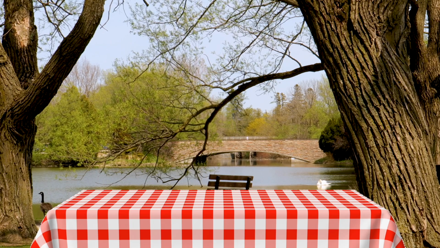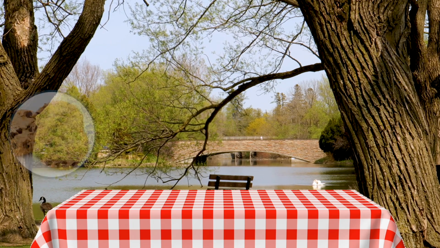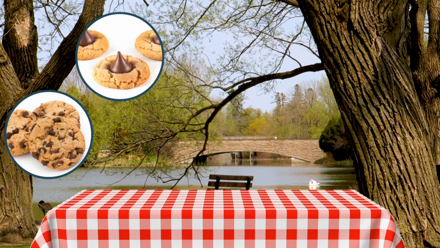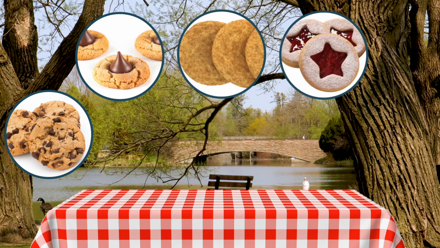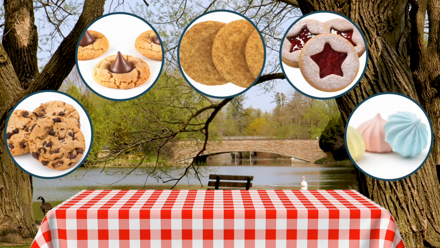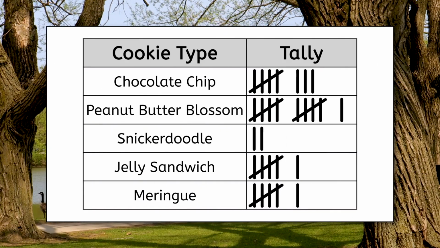We've got 5 different types on offer: chocolate chip, peanut butter blossom, snickerdoodle, jelly sandwich, and meringue. Mia thinks the chocolate chip cookies will be number 1, but I'm rooting for the snickerdoodles. Based on the data we've collected so far, which type seems to be the most popular?